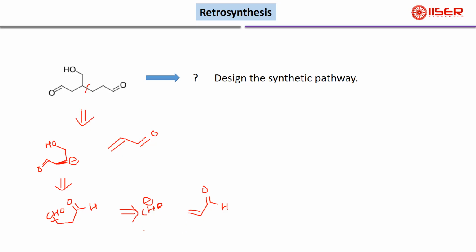And CHO minus can be generated from this protected aldehyde, which is called umpolung. Okay, so if we draw the forward synthesis, you will get the idea of what I am talking about.